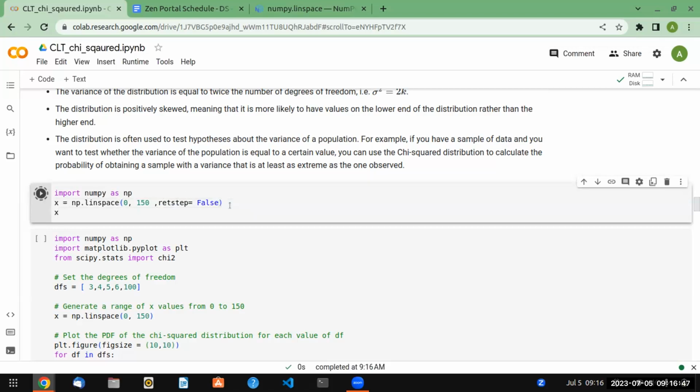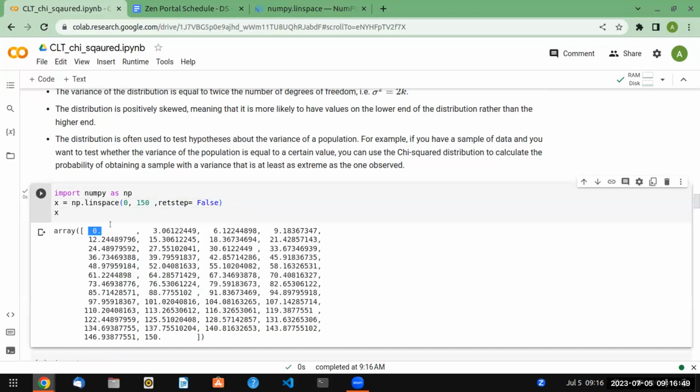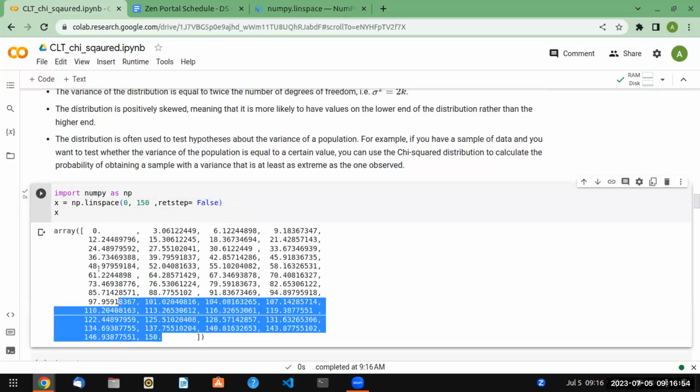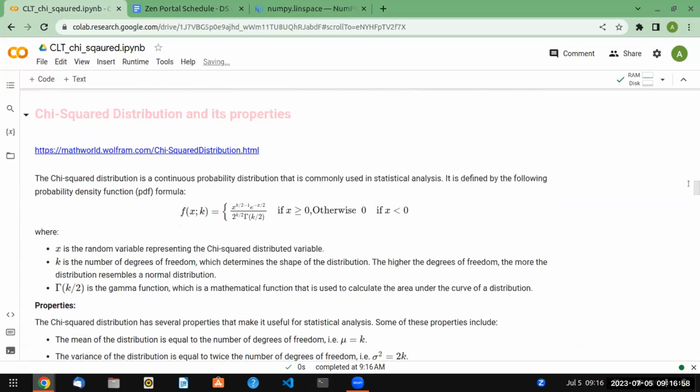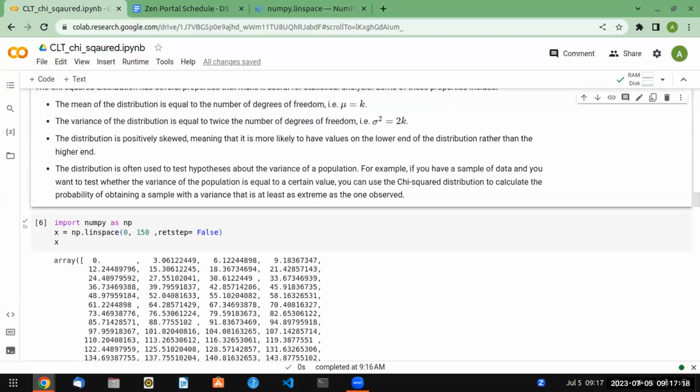So x1, x2, x3, x4, like this, up to x50. We are going to put these x1 to x50 in the chi-square distribution equation and find y. Then we are going to plot x1, y1, x2, y2. We'll put one point, verify the value, then keep that point and plot it. Like this, we are going to plot it here.